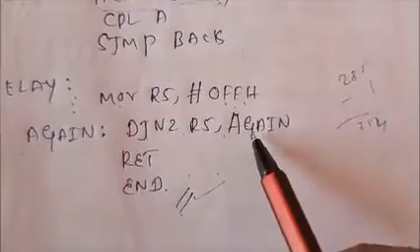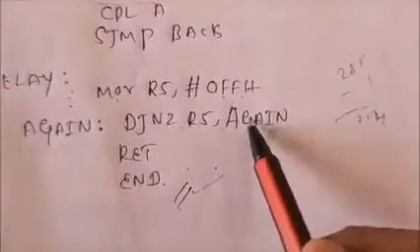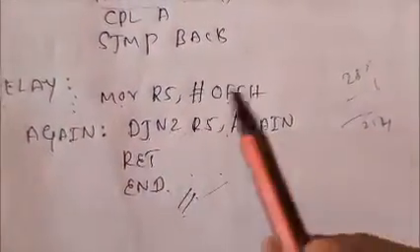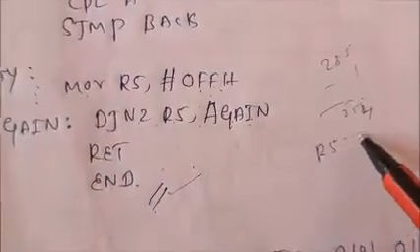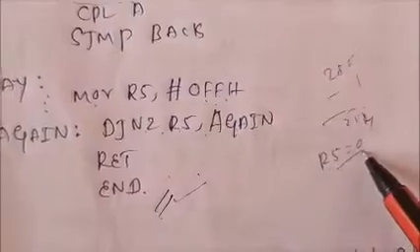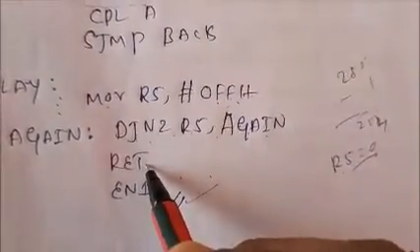So where should I make the jump? Label AGAIN. Again means it will come back. It will repeat until your R5 becomes equal to 0. Once R5 equals 0, what will happen? It will go to the next line, RET.